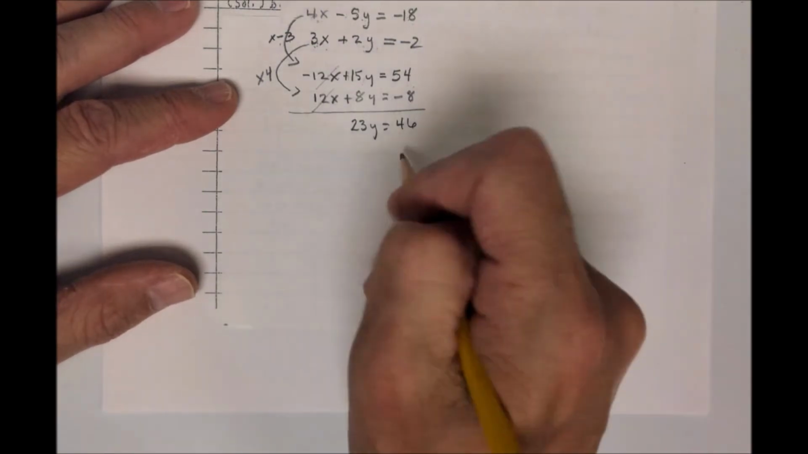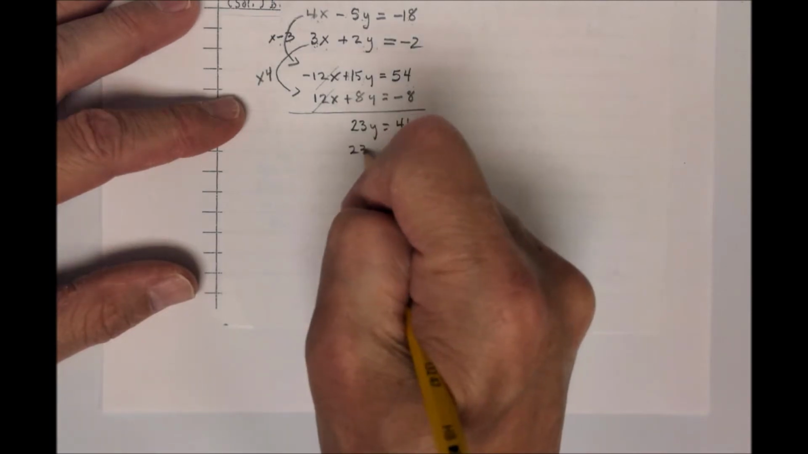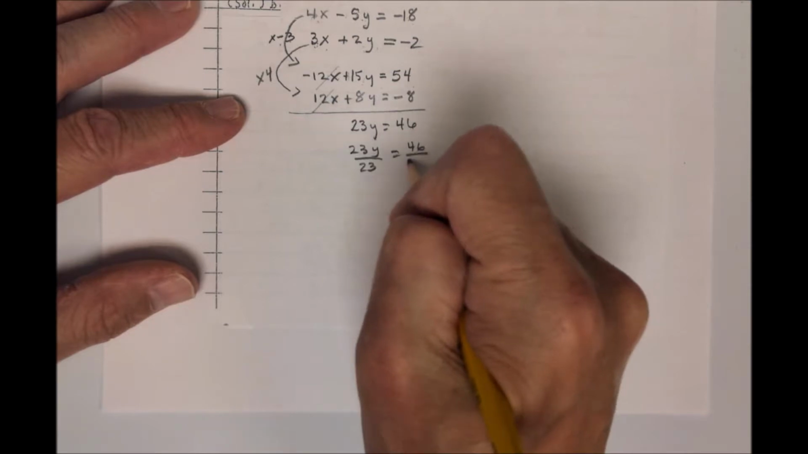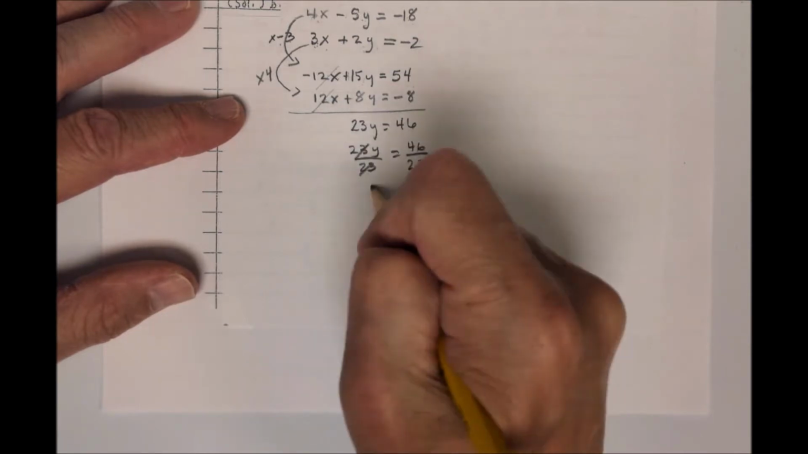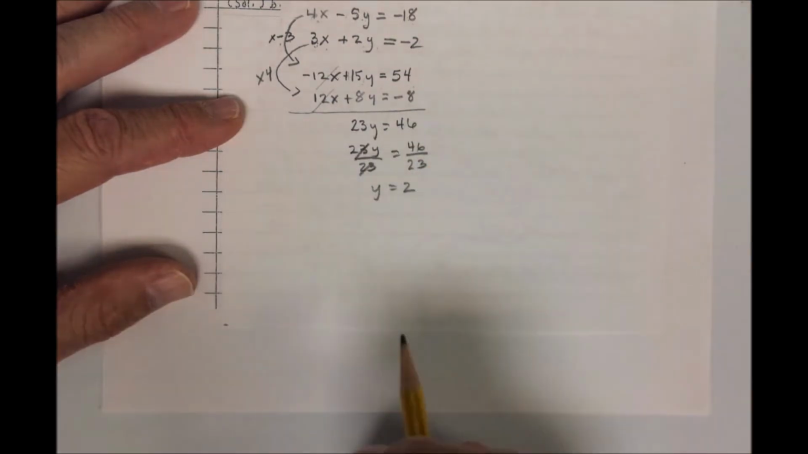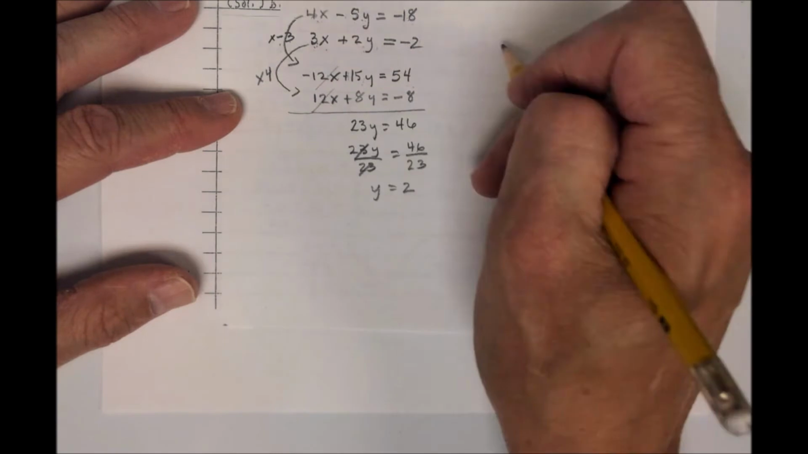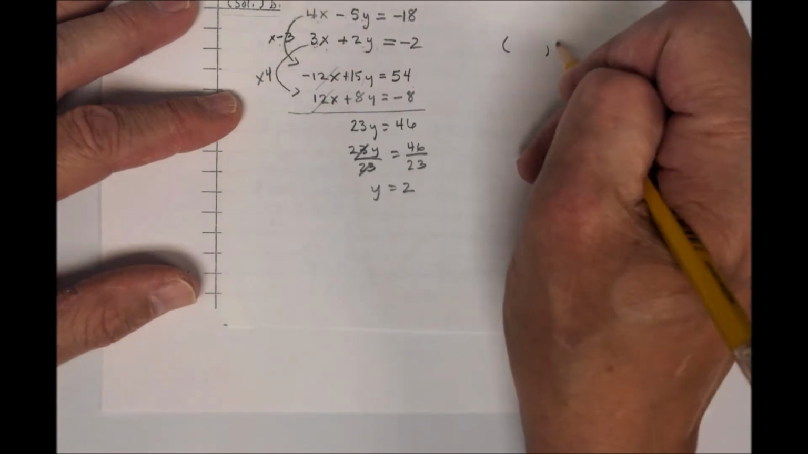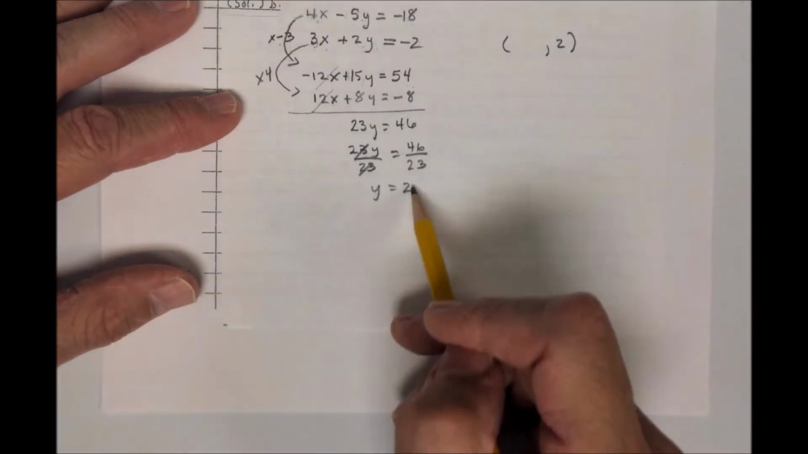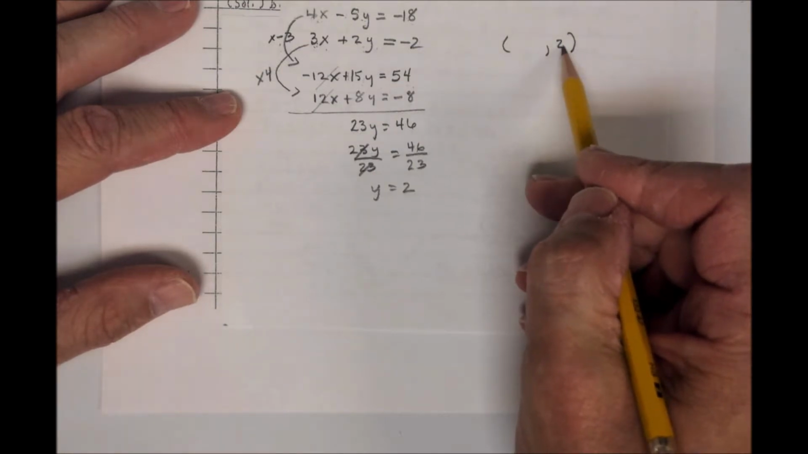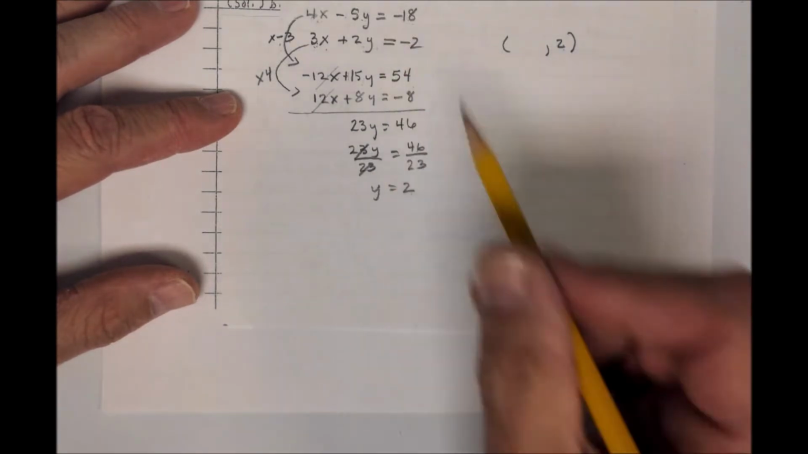I divide both sides by 23, and I have y is equal to 2. I thought I had something, no, I guess not. Anyway, so my ordered pair is something, comma, 2. So this time I solve for the y first, so that goes into the second spot because that's the y coordinate. I go back and I plug into either equation.